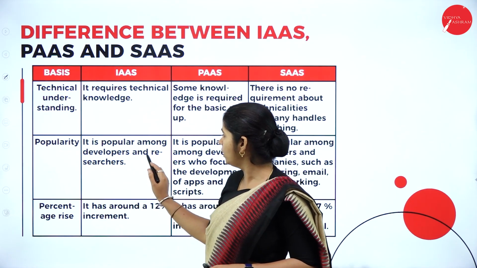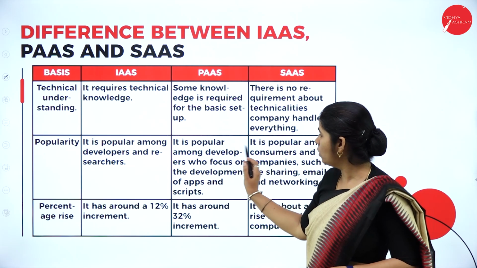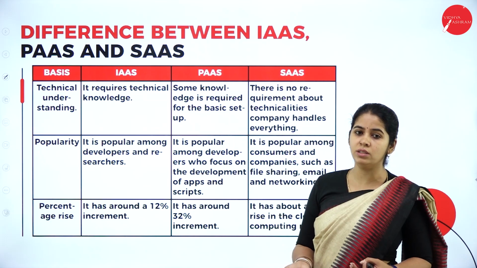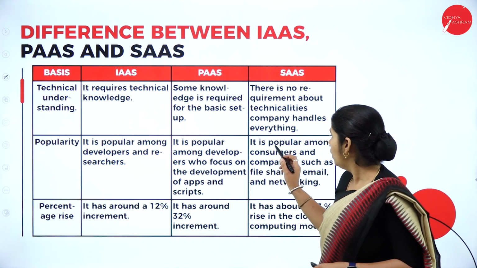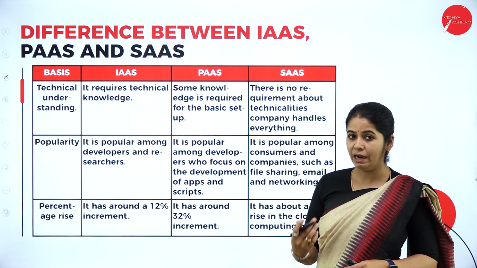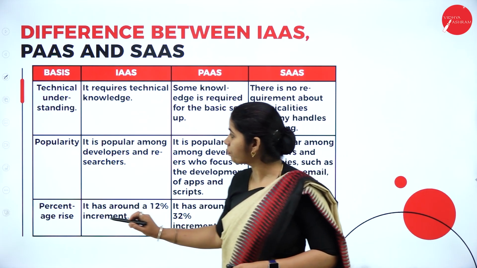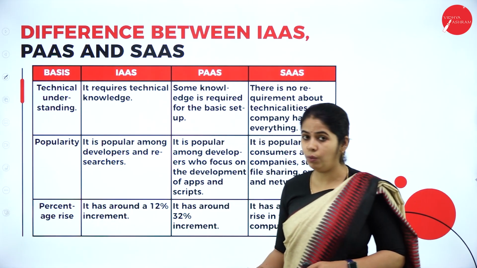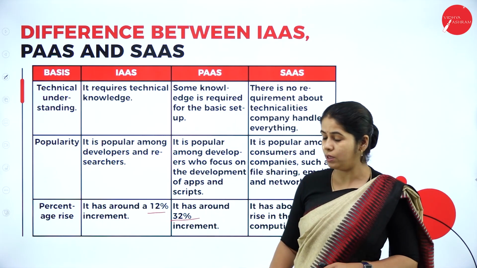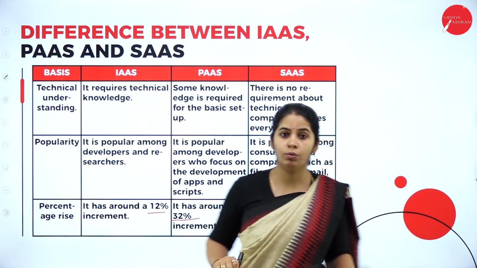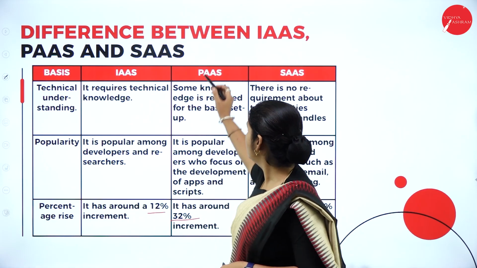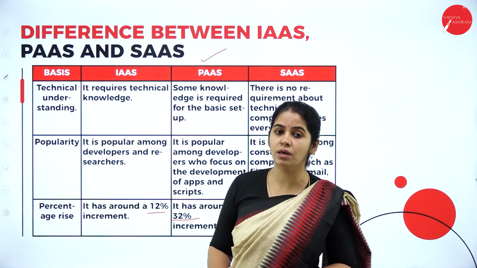Popularity: IaaS is popular among developers and researchers. PaaS is also popular among developers who focus on the development of apps and scripts. Scripting is nothing but website development. SaaS is popular among consumers and companies such as sharing, email, and networking companies. And the percentage rise, how is it rising? IaaS 12%, PaaS 32%, and SaaS 27%. So most of the time they are using PaaS, platform as a service.